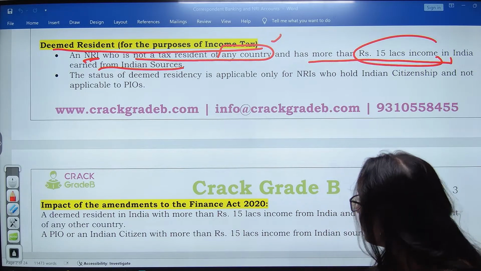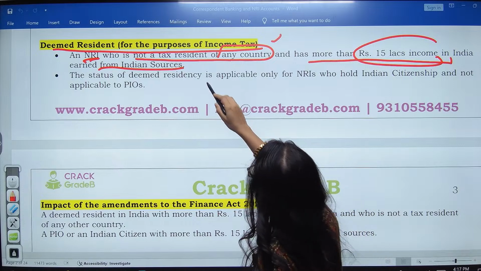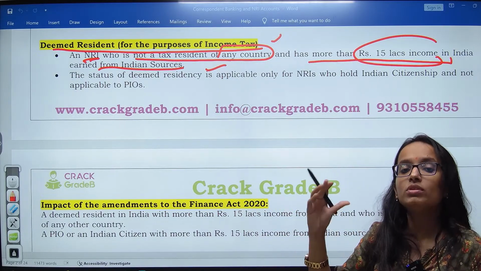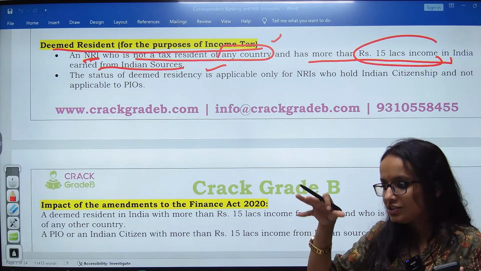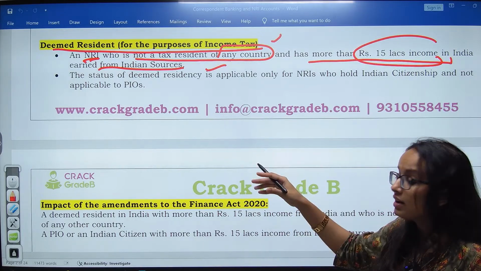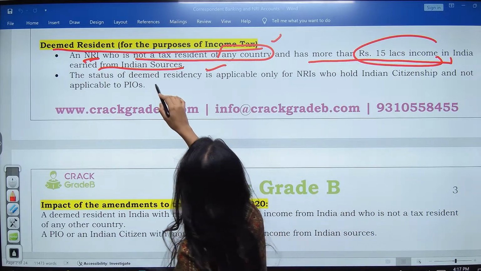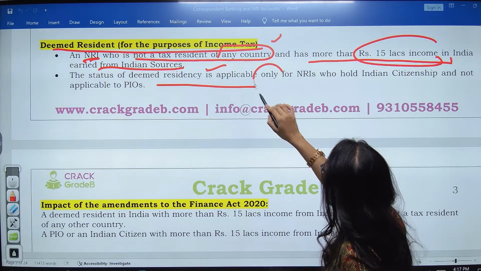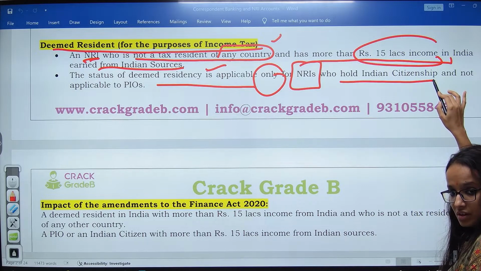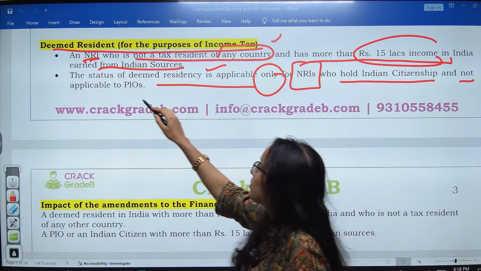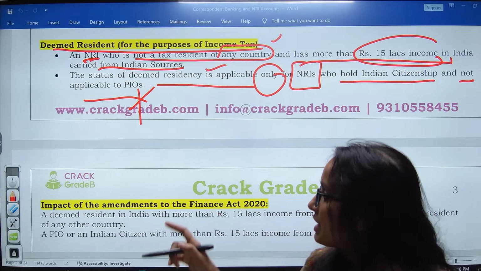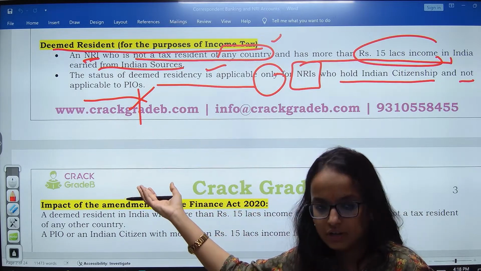Got this point, right? So an NRI who is not a tax resident of any other country and has more than 15 lakh rupees of income generated from Indian sources. And the status of deemed residency is applicable only for NRIs who hold Indian citizenship and not applicable to PIOs. So you should remember this. This is very simple because the definition started with NRI only.